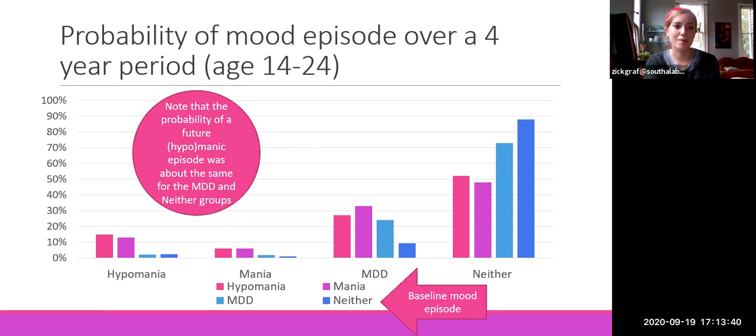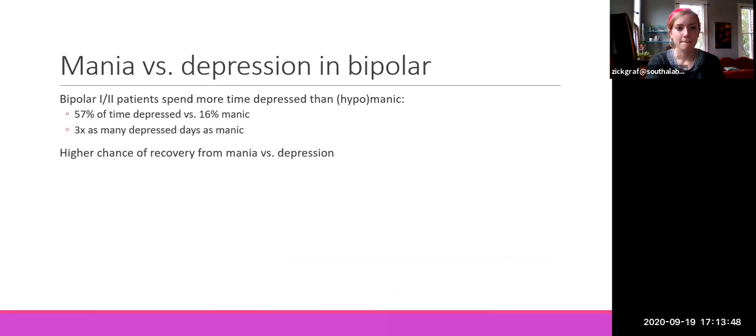Okay, yeah. So the probability of a future manic or hypomanic episode was the same for people with a depressive episode and those without any mood episode. Even though bipolar 1 and 2 are defined by mania and hypomania respectively, people with those diagnoses actually spend much more time depressed than they do manic for the most part.